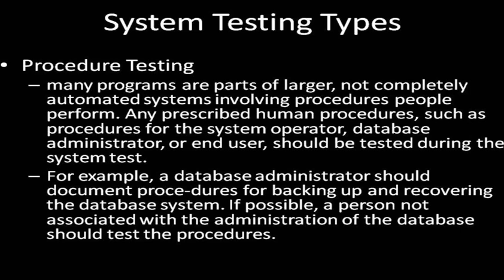Procedure testing. Finally, many programs are parts of larger, not completely automated systems involving procedures people perform. Any prescribed human procedures, such as procedures for the system operator, database administrator, or end user, should be tested during the system test. For example, a database administrator should document procedures for backing up and recovering the database system. If possible, a person not associated with the administration of the database should test the procedures. However, a company must create the resources needed to adequately test the procedures. These resources often include hardware and additional software licensing.